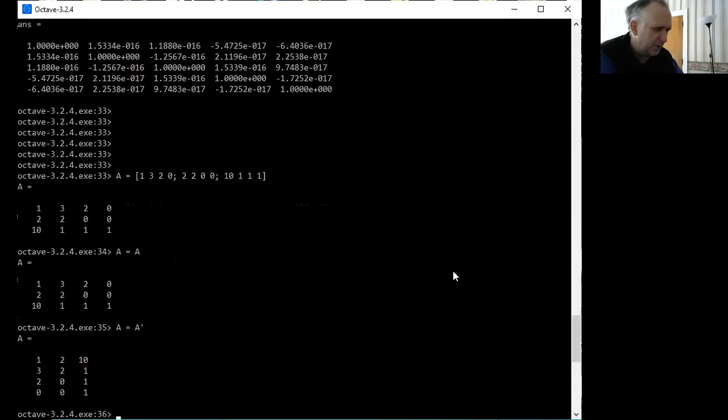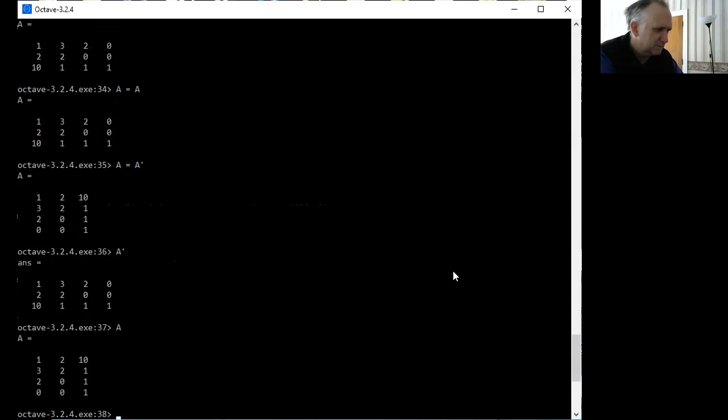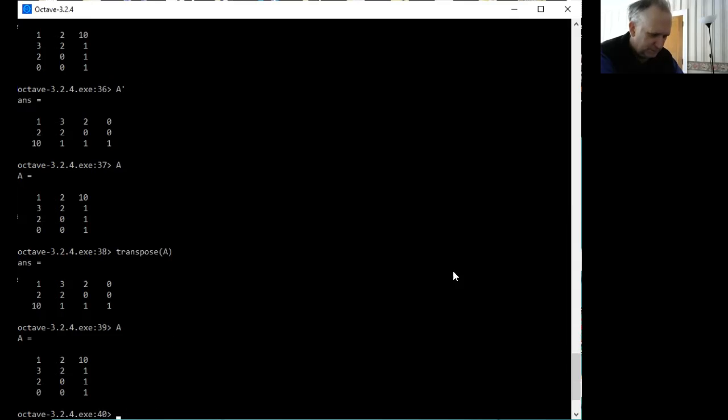If I want to go back, if I just type A transpose, it just gives me A transpose. It didn't set A though. A is still columns. If we just want to see the transpose this way, I think you don't have to complete the word. But A is still this. All right, that's reasonable.